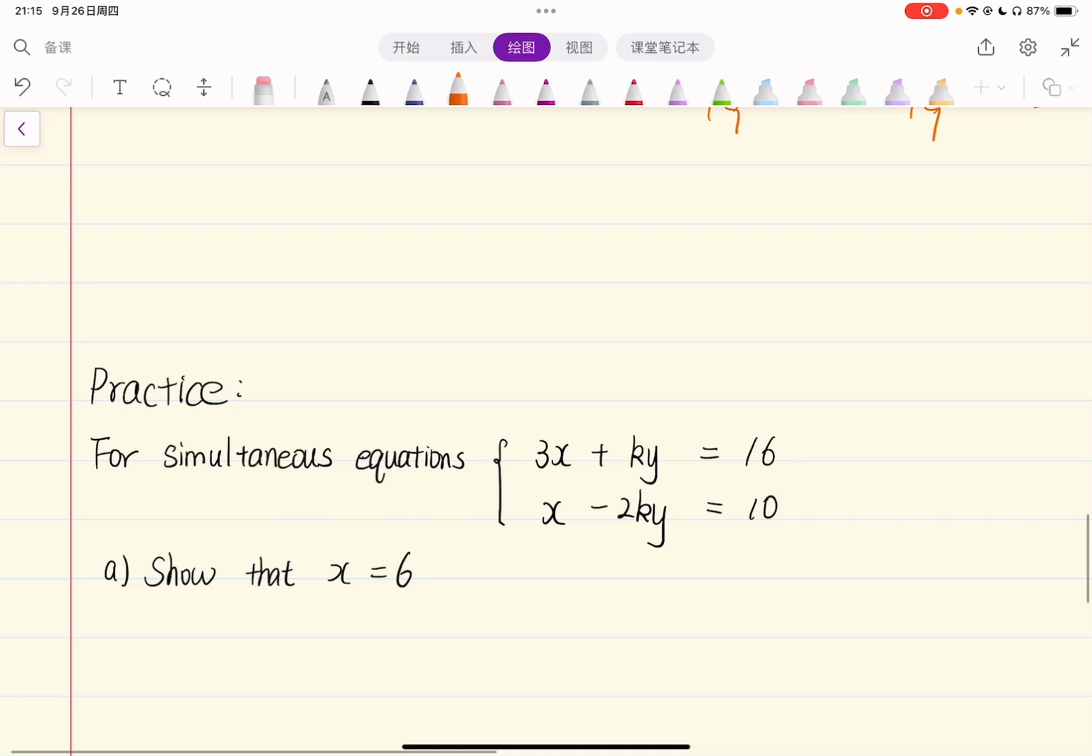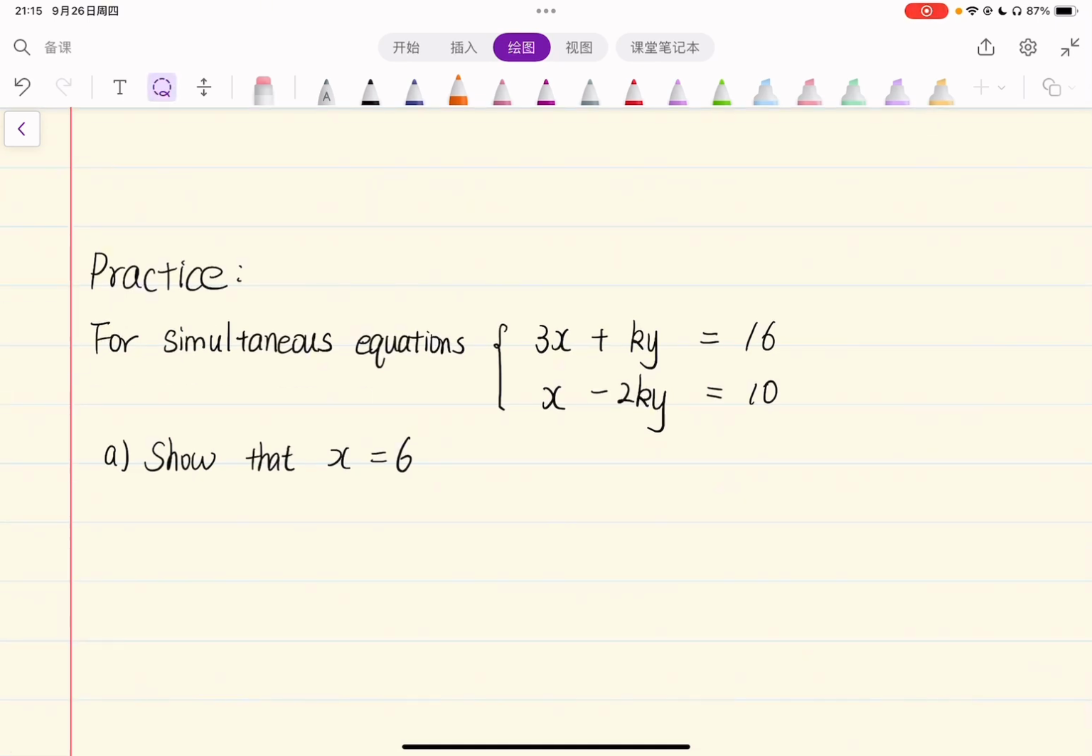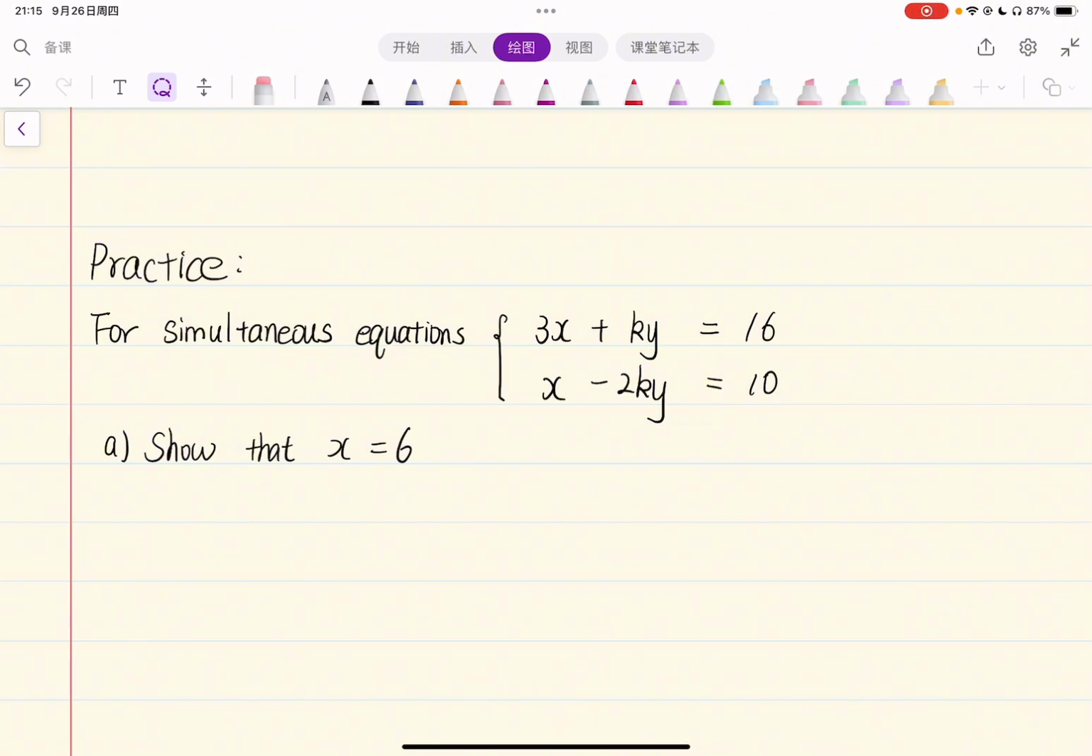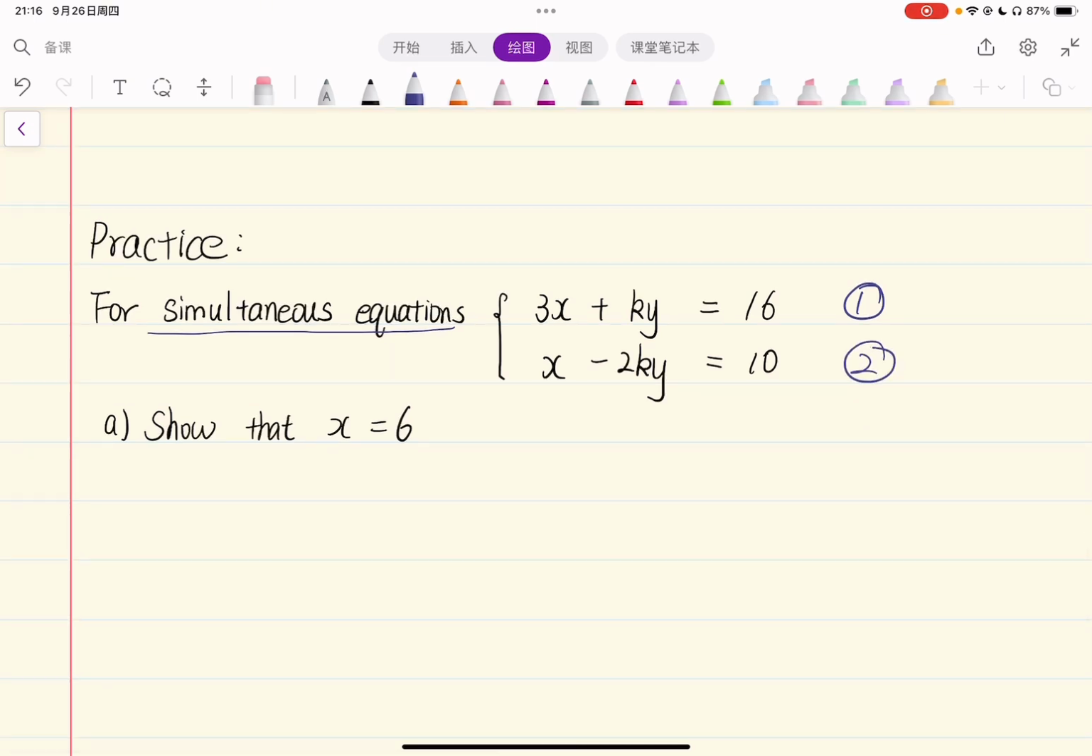Now let's do some more practice. We have simultaneous equations. The first equation is 3x plus ky equals 16. We write that as equation 1. And for equation 2, we have x minus 2ky equals 10. So that's equation 2. The first question asks you to show that x equals 6.